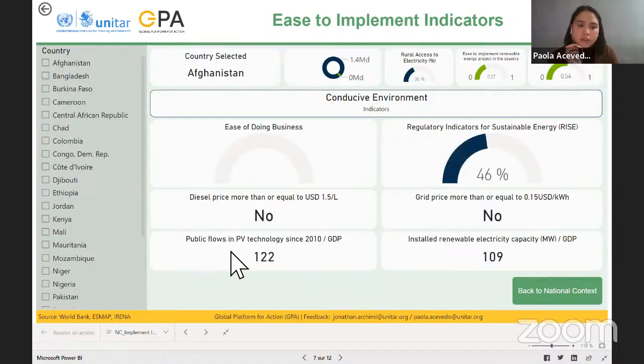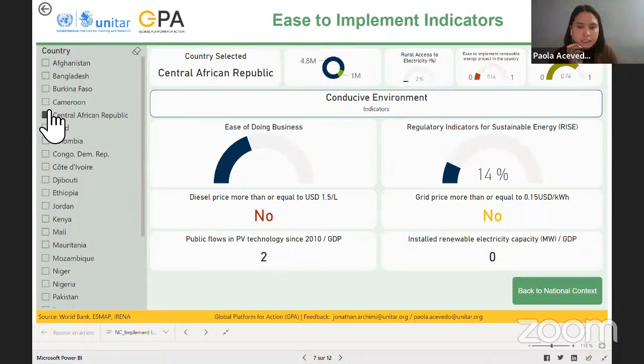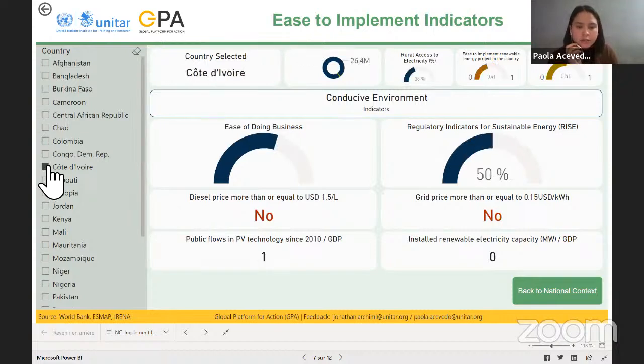Also, we have whether the diesel price is more than or equal to 1.5 US dollar per liter, the grid price, the public flows in PV technology, and the installed renewable electricity capacity. And you can also filter by country. And depending on the indicators, we also have color for whether it's positive or negative, whether the diesel price is higher or not.